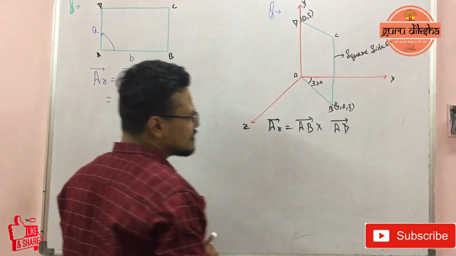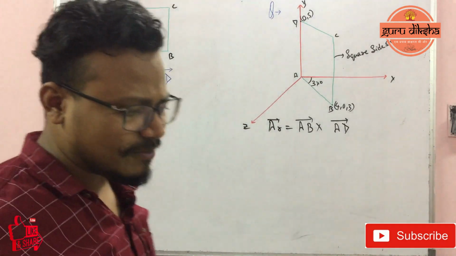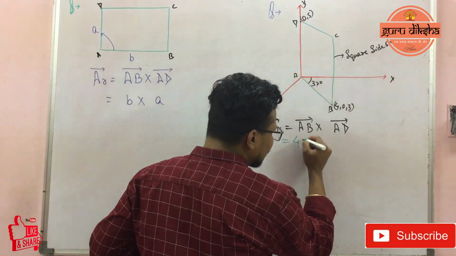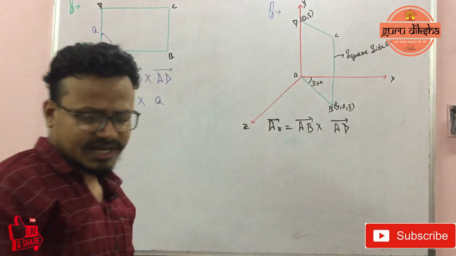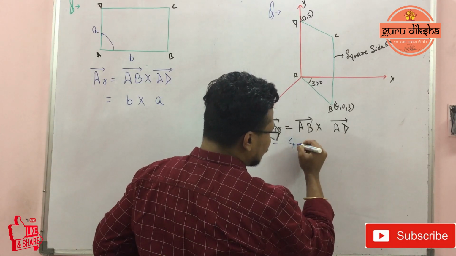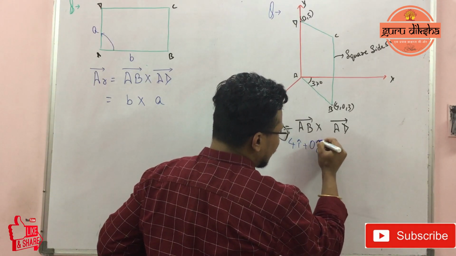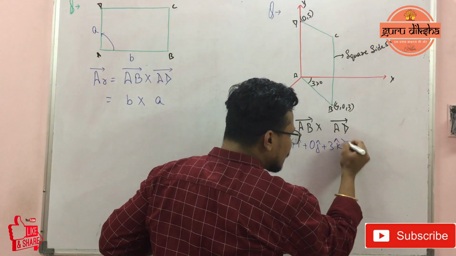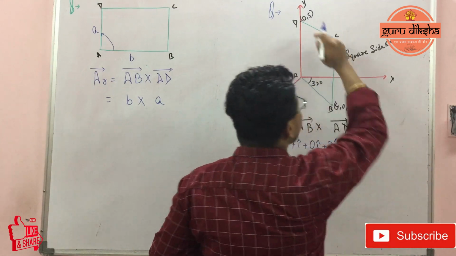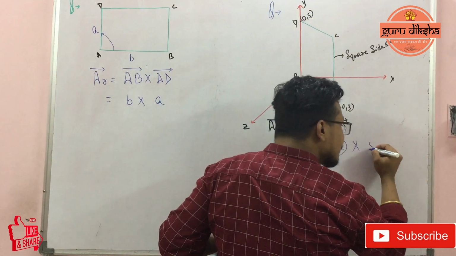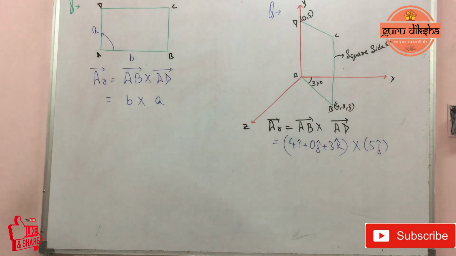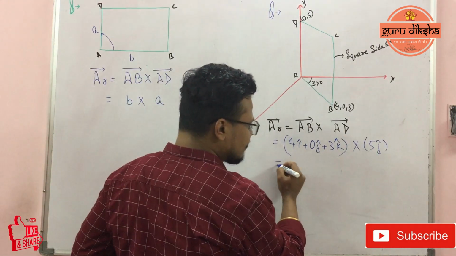Achha, AB is what? AB we saw is 4, 0, 3. So AB is 4i cap plus 0j cap plus 3k cap. Then cross AD. AD means what will happen? 0 i cap, 5 j cap. See, this only happened, no? Now if we do the cross product, what exactly will we get?